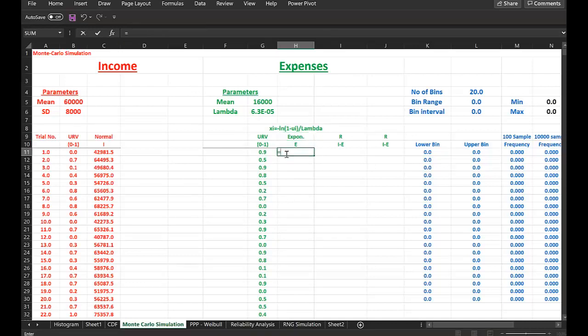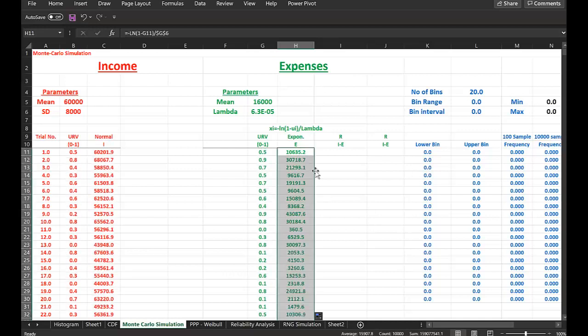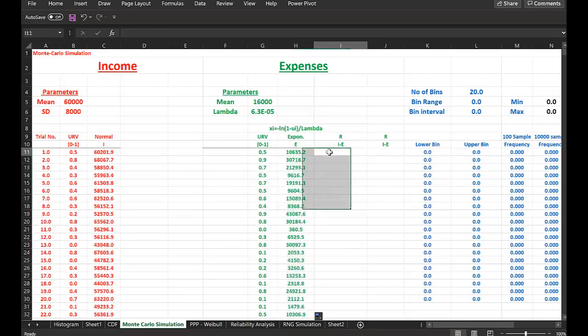So this will be minus of the natural log of 1 minus this number, and this divided by lambda. This value is lambda. Now I can freeze this lambda, so let's say Z6, I have to put the dollar sign. So this gives me the expenses that are exponentially distributed. Now I can double click and it will generate all the 10,000 samples.